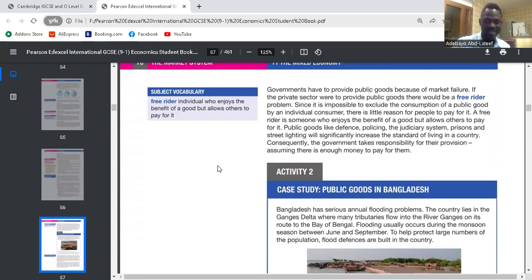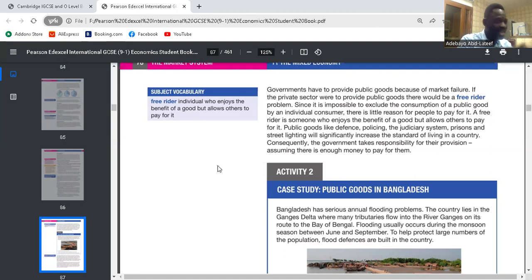Then we have the free rider. So government has to provide public goods because of market failure. If the private sector were to provide public goods, there would be a free rider. I explained the free rider already. The free rider problem occurs because certain individuals want to benefit from what they do not contribute into. That is what a free rider is. You are benefiting from what you never contributed into.